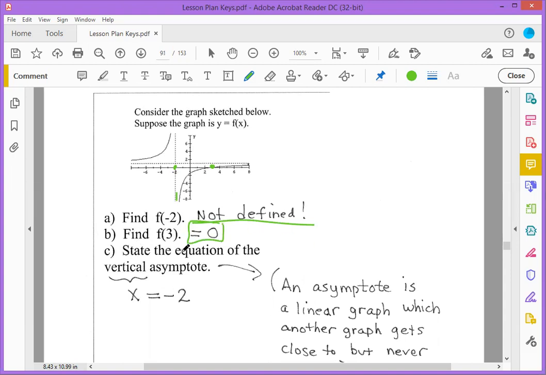Letter C, state the equation of the vertical asymptote. An asymptote is a line the graph does not cross, and that's this vertical line right here that's cutting through negative 2. It's dotted, and we'd write that equation as x equals negative 2. It's the vertical line that cuts through the x-axis at negative 2.